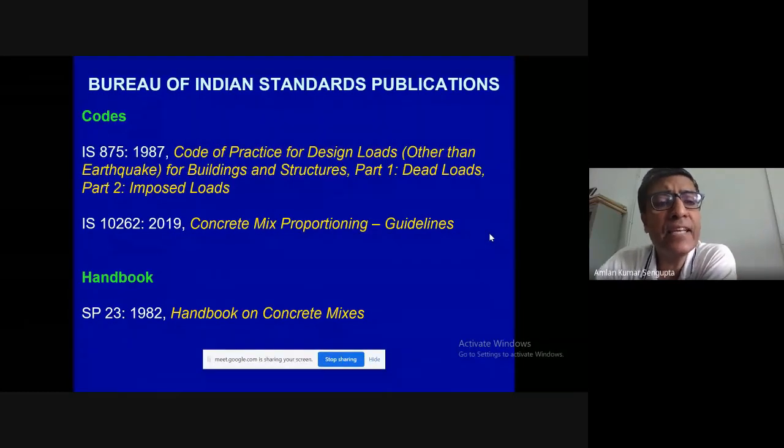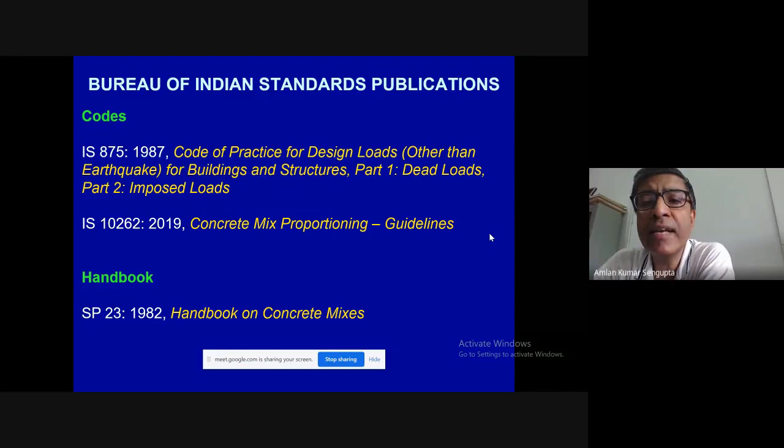The IS 875, in short, is also called the loading code. This provides the different types of loads that need to be considered in design of buildings in general. There are 5 parts to it. We will be just having a look at part 1 and part 2.